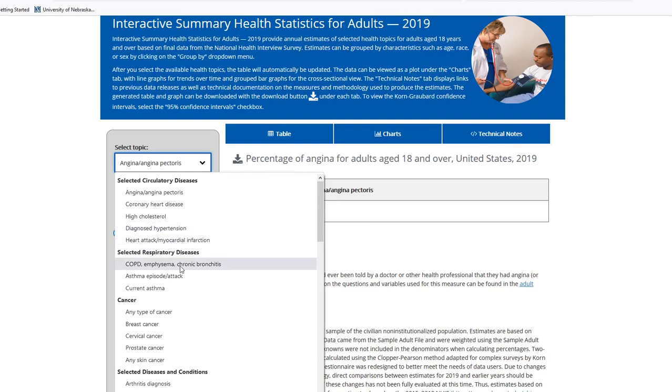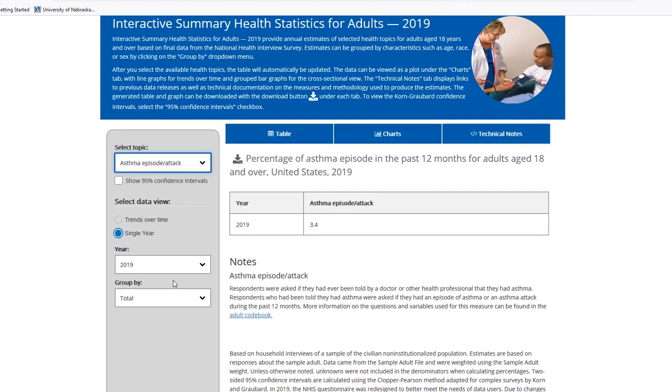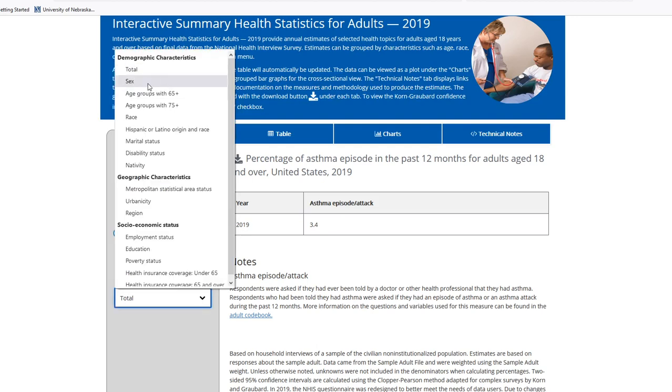So, if we are curious about asthma, it seems that there's no trend data for most diseases. Just a single year is okay, and you can go to the latest year. Oh, it's only 2019. That's good enough. And you can look at the trends by sex, by age, by race, by marital status, by disability status. So this website provides a very, very good portrayal of social epidemiology. It's very organized. Can you see that?